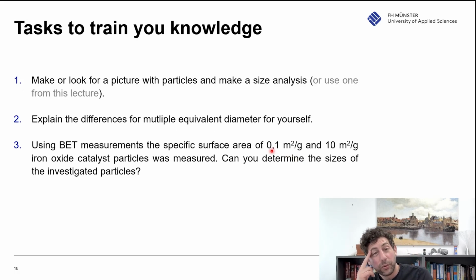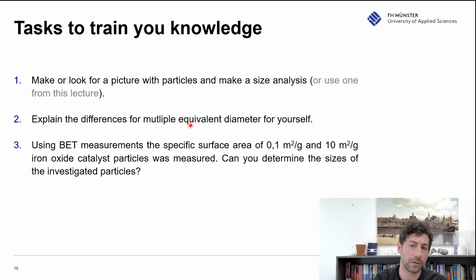Okay, with this I would like to end the lecture, and to end the lecture I would like to give you a small exercise so that you can train the knowledge. The first one is to make or look for a picture with particles and make a size analysis for yourself. You could also use the one from this video, but on the internet you will find a lot, and even in the real world you will find even more, and try to go along the way I explained it to make these analyses. Then you should try to explain the differences between multiple equivalent diameters for yourself. So you got to know different equivalent diameters, try to reproduce them and tell yourself what the difference is.